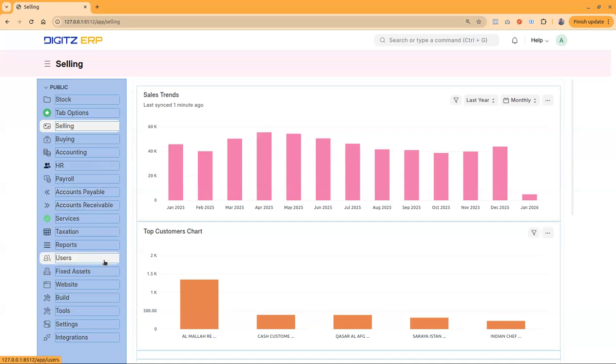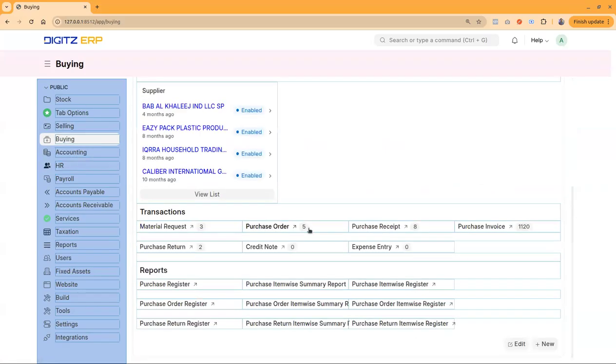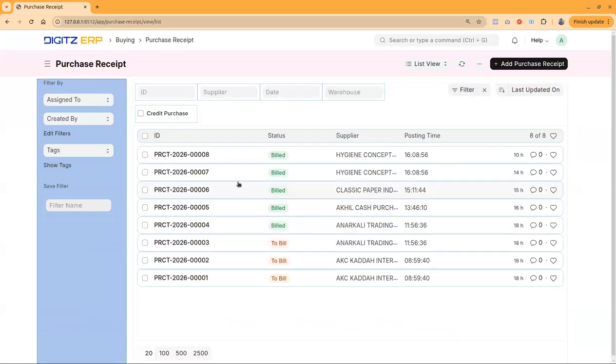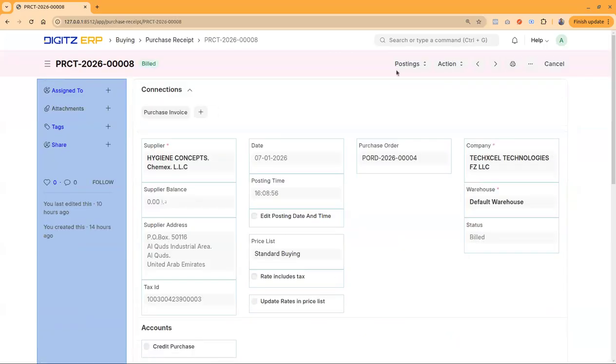Let us see how we are doing it in DigiCRP. So I'm going to the buying module, and for inventory, the purchase is either split into a purchase receipt and a purchase invoice, or if you want, you can do it directly with the purchase invoice. So in both cases we can examine. I am going to take the purchase receipt. I opened the purchase receipt here and go and see the postings.